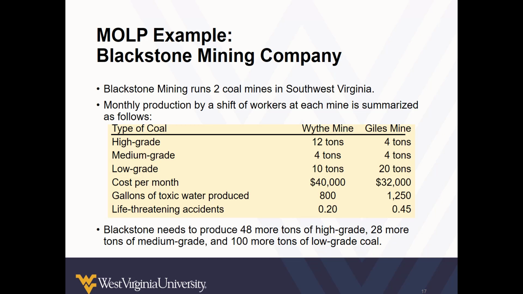We want to figure out how many shifts or how many months of shifts need to be added, but we also want to minimize production costs, minimize gallons of toxic water produced, and minimize the number of life-threatening accidents. With this data in hand, let's walk through the process of setting up this multiple objective linear programming problem.